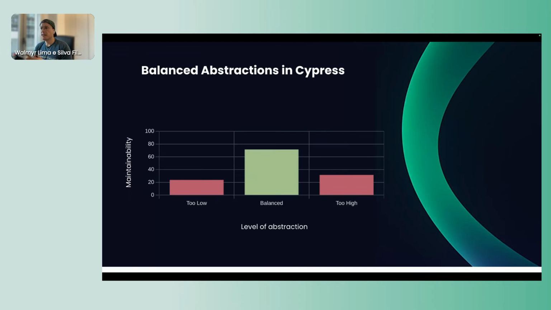So you have to find a balance. You have to find enough abstraction for it not to be too low, but not too high either. And when you find this balance, you find a way to easily maintain your test project.